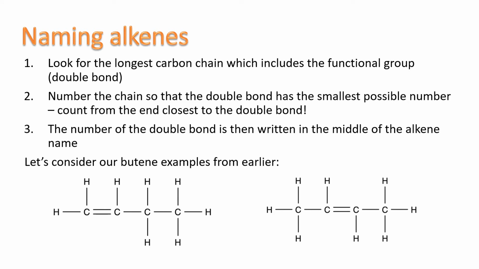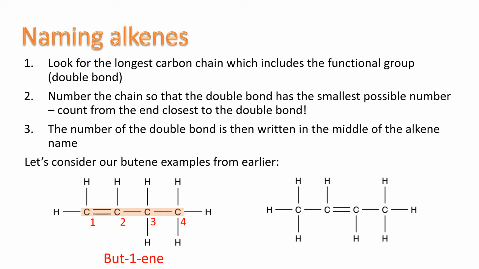So let's look at our 2 butene examples from earlier. Looking at the first one, that is our longest carbon chain. We can see that there are 4 carbons in a row. Now we want to number each of these carbons closest to the double bond end first. And in that case, we get 1, 2, 3, 4. Now we can see that our double bond starts on carbon number 1. And so instead of just calling this butene, we would call it but-1-ene.